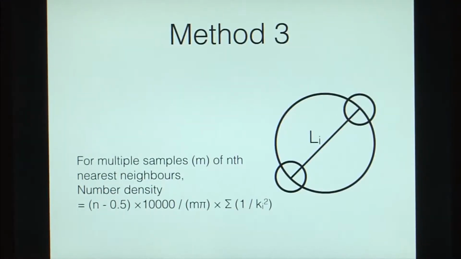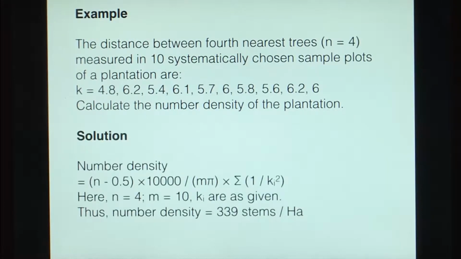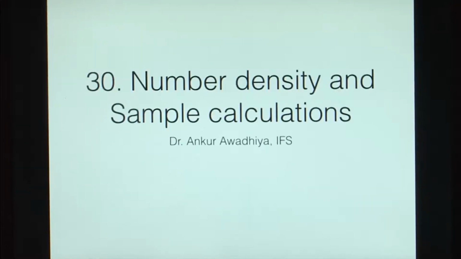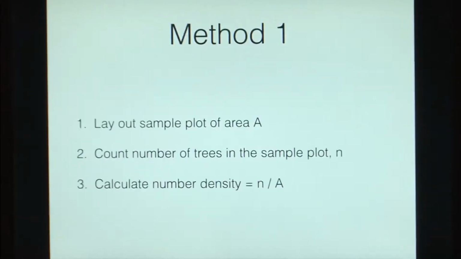Then another method is to compute distance not between the nearest neighbors, but between the nth nearest neighbors. In that case the number density is (n minus half) into 10,000 divided by m pi into the sum of 1 over ki square, where ki is the distance between the nth nearest neighbors. Then we also looked at some examples, and then some other sample calculations.